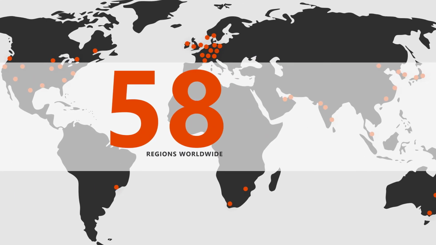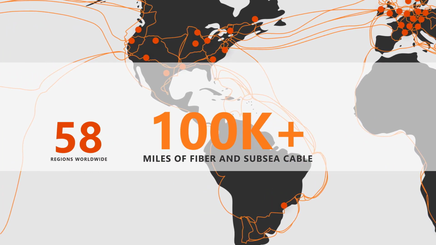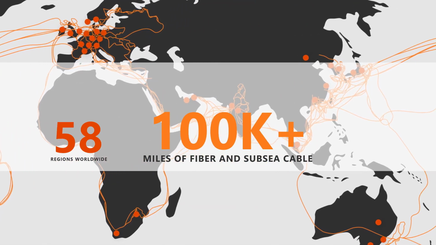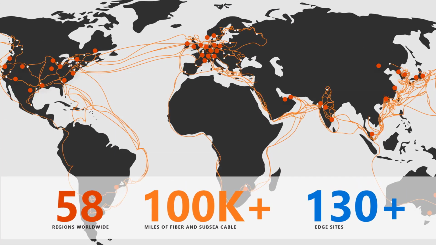So currently, Azure is the second largest cloud provider. We have 58 Azure regions where we can build services. Currently, we have more than 100,000 miles of fiber and subsea cable and 130 edge sites. So probably Azure is a little bit closer to you than what you thought. Some people that live in countries where you don't have a region, probably you have an edge site in one of your main cities.